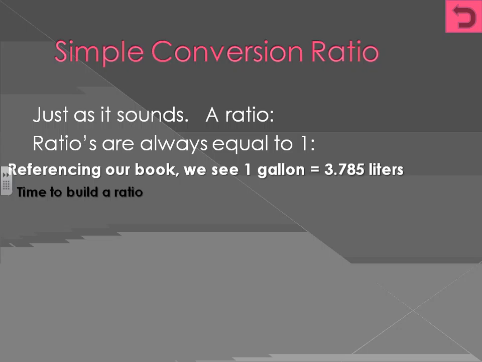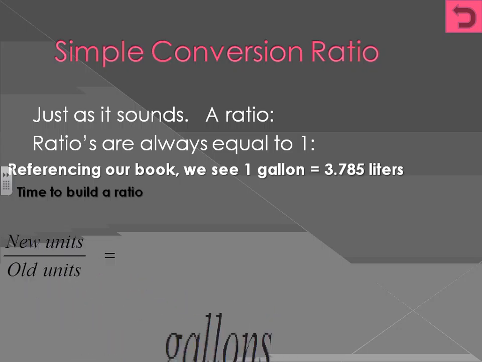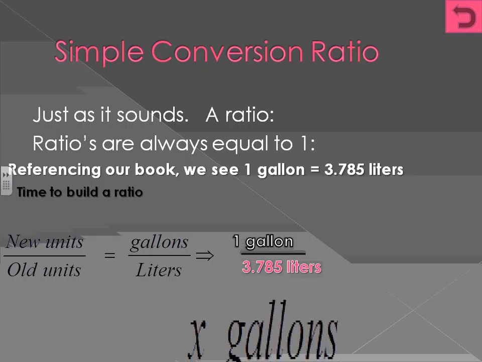So it's time to build our conversion ratio. To do that, we're going to take new units, divide them by old units. In this case, our new units are gallons, old units are liters. From the book, we can see we're supposed to put 1 gallon at the top, 3.785 liters at the bottom. There's our conversion ratio. Okay, so what do we do now?